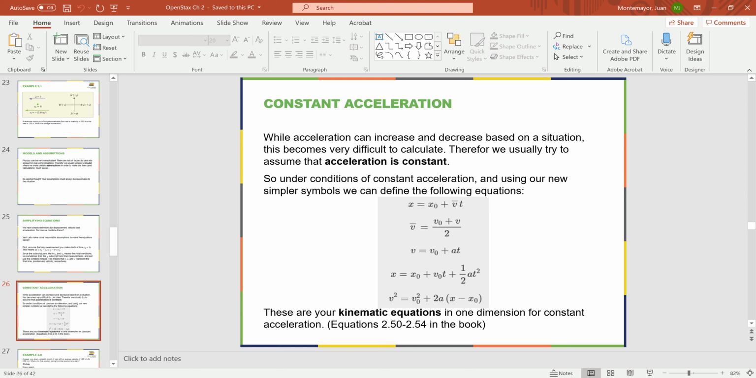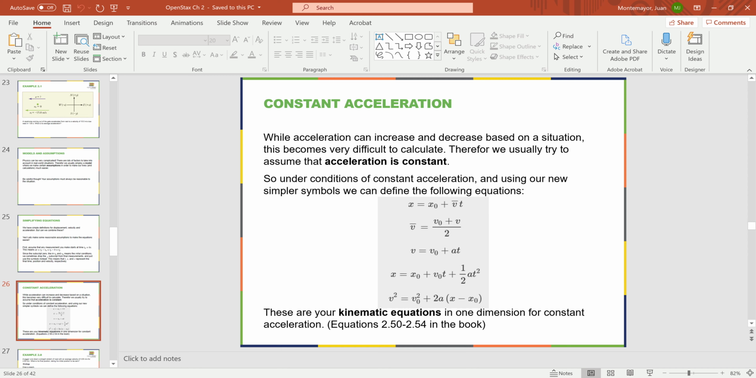So for here, we have your constant acceleration. While acceleration can increase and decrease based on the situation, this becomes very difficult to calculate. Therefore, we usually try to assume that acceleration is constant. We don't do acceleration final and acceleration initial in this course. They do exist at some point, but not here. We're gonna make our lives a little bit easier.